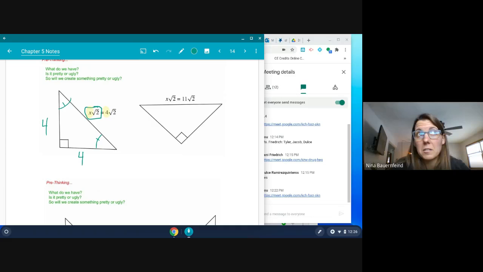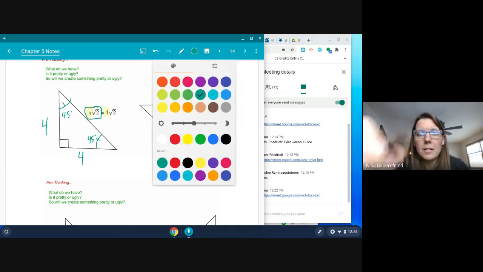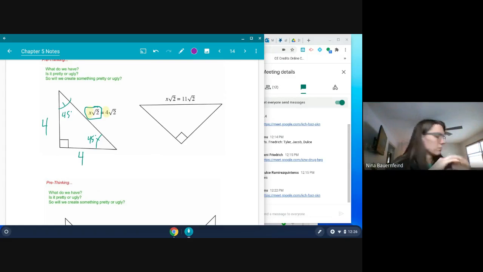What are the angles? 45. 45s, yep. Okay. Next one. Do we have the hypotenuse or a leg? Sorry, you guys. My dog sees a dog on TV. Do we have a hypotenuse or a leg?